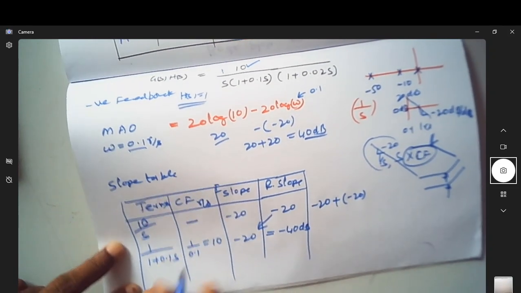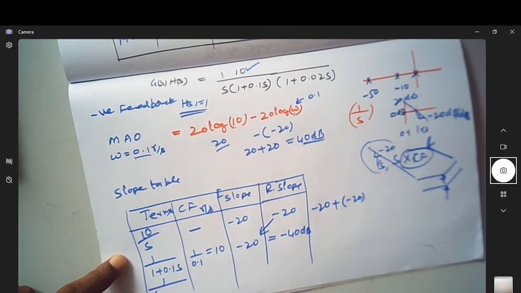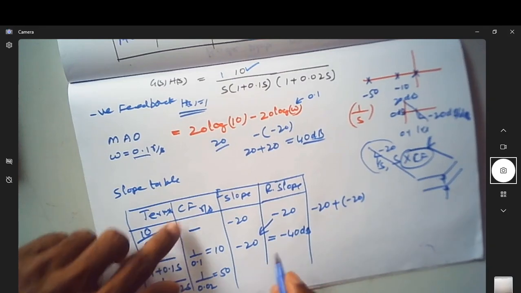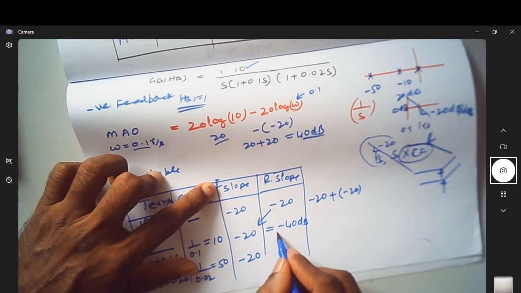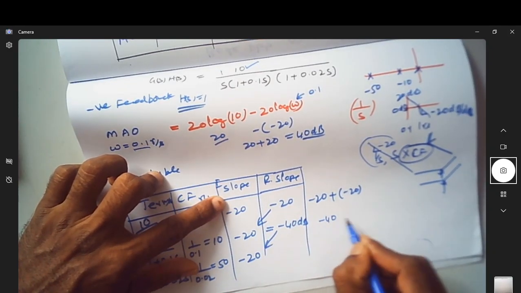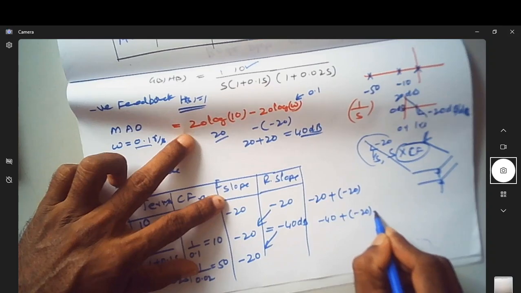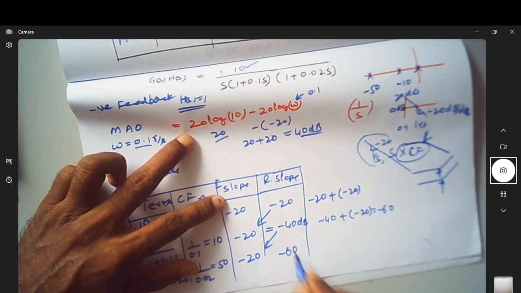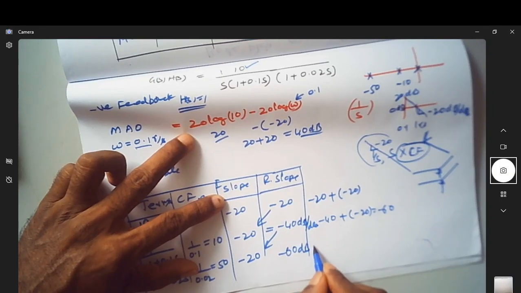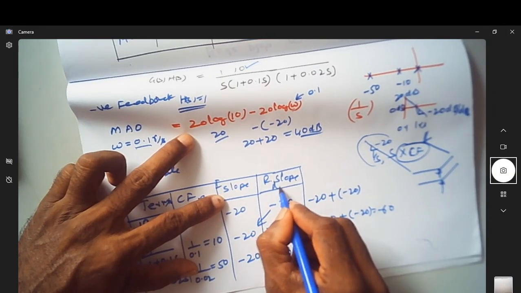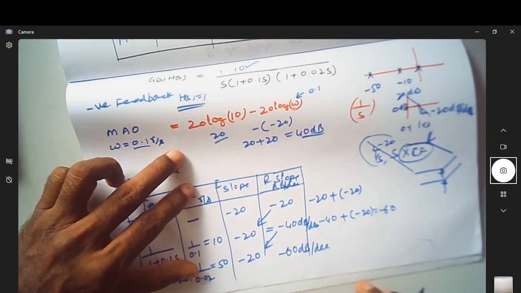So the next term is 1 over 1 plus 0.02s. Now 1 over 0.02 is 50, so this has a cutoff frequency of 50 radian per second. This will also have a slope of minus 20 dB per decade after 50 radian per second. So the resultant is minus 40 plus minus 20, which is now minus 60 dB per decade.